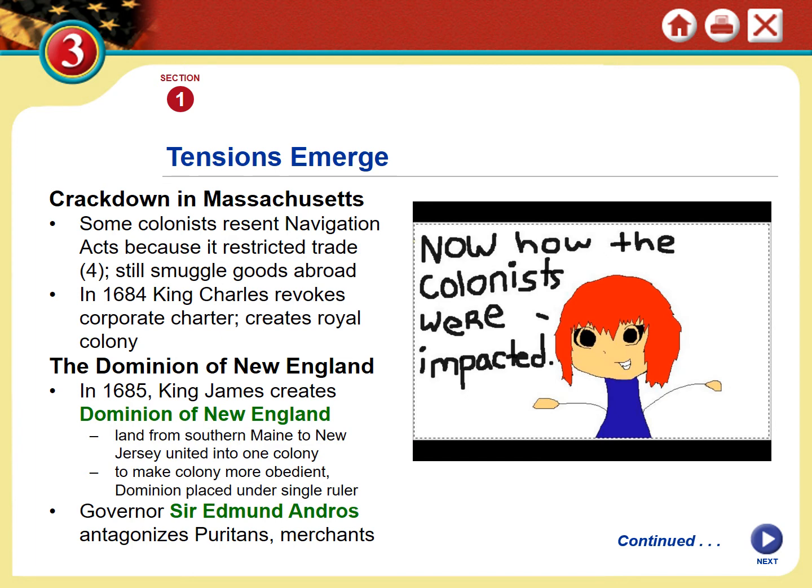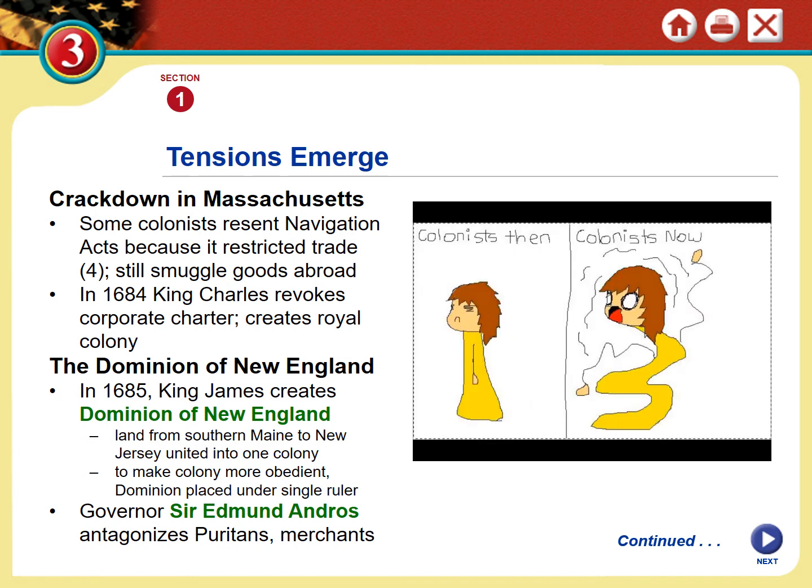Okay, so you can only trade with England. Well, good luck catching us. And so Han Solos of the world started getting freight over to France and Spain.